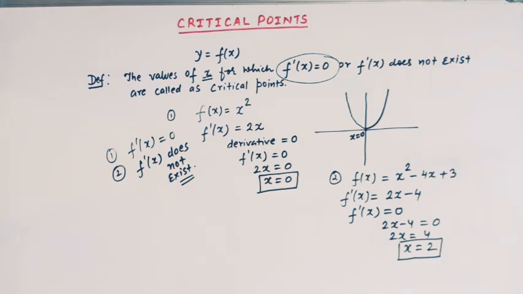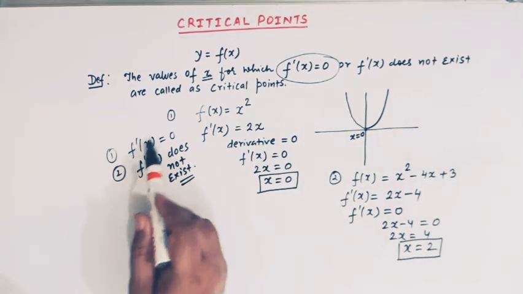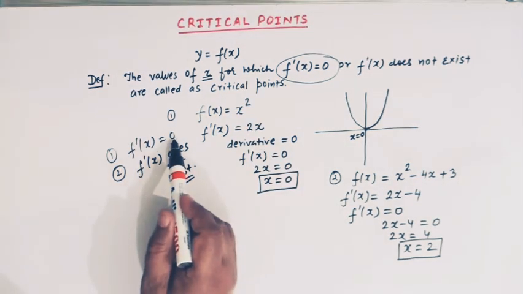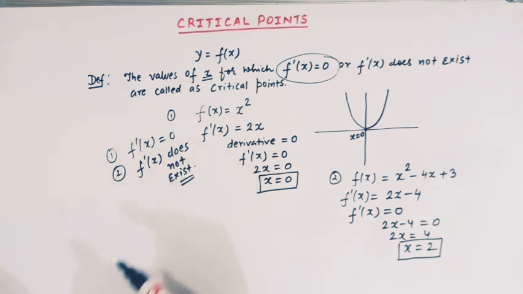So let us summarize it. The values of x for which the derivative is either equal to 0 or the derivative does not exist is known as a critical point.